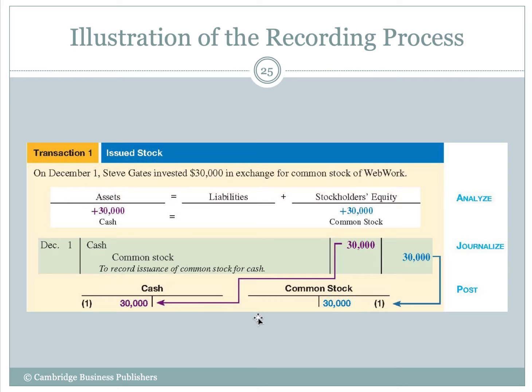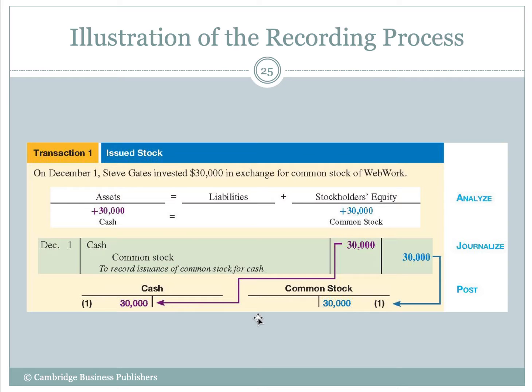And then we go through, and once we do our general journal, we actually have to post those, right? We post them to our ledger or to our T accounts. So we see that debit to cash flows to the cash account, and we enter 30 grand on the left side. Why the left side? Because it's a debit.